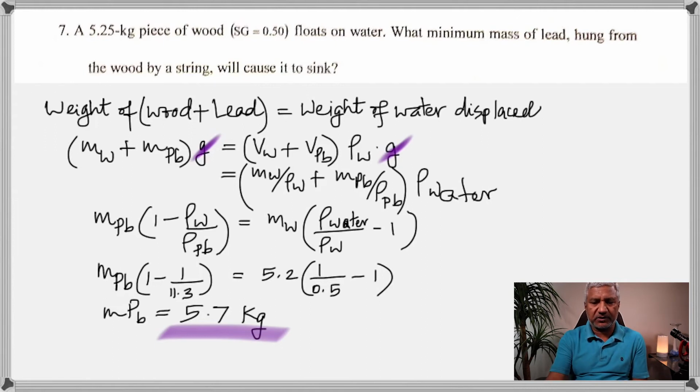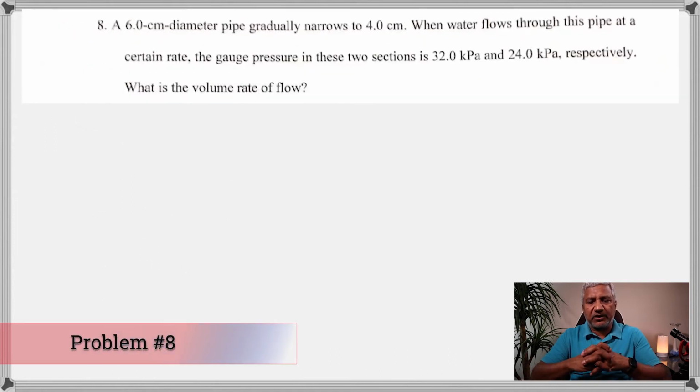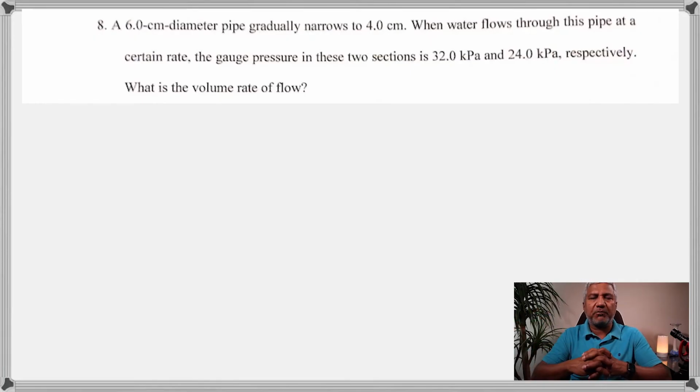5.7 kilograms. A 6.0 centimeter diameter pipe gradually narrows to 4.0 centimeters. So it's a big pipe becoming a smaller one. That's what it is. And when water flows through this pipe at a certain rate, the rate is not given. The gauge pressure in these two sections is 32.0 kilopascals and 24.0 kilopascals respectively. What's the volume rate of flow?